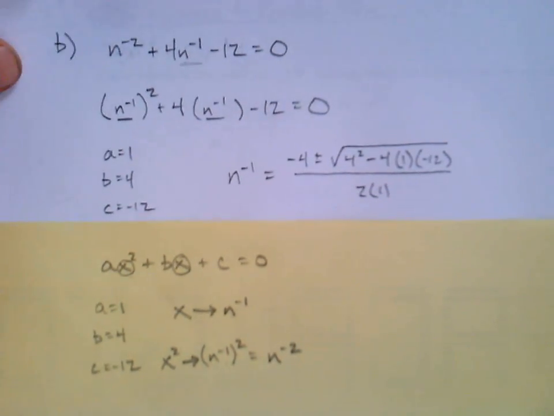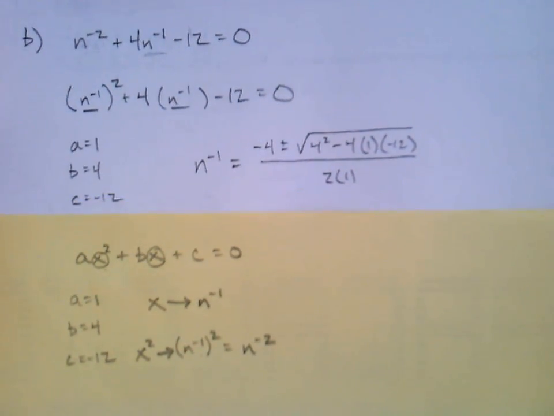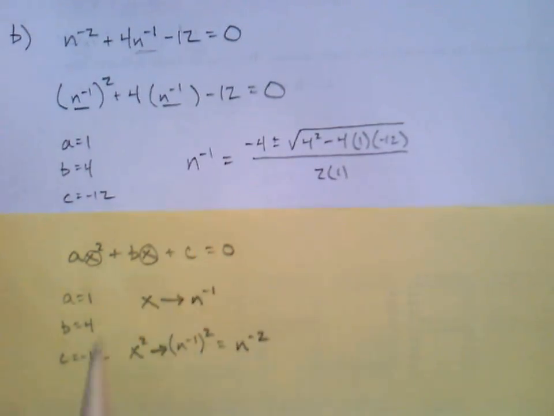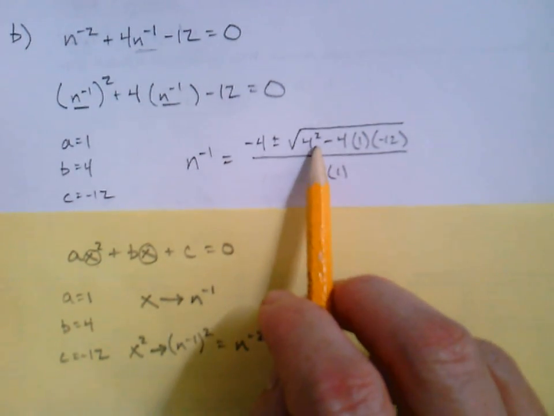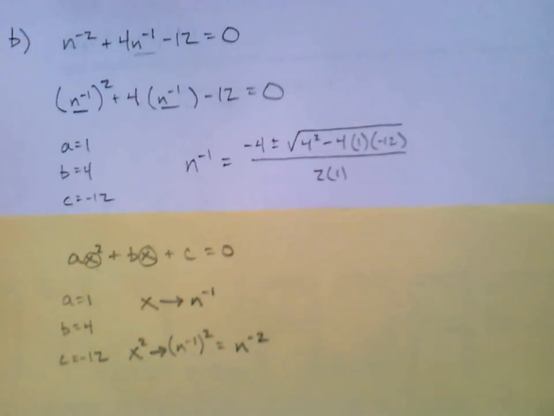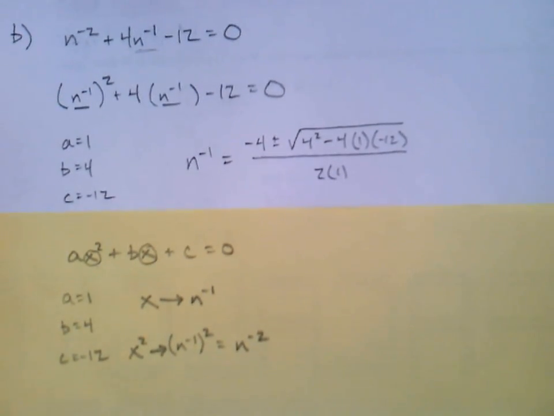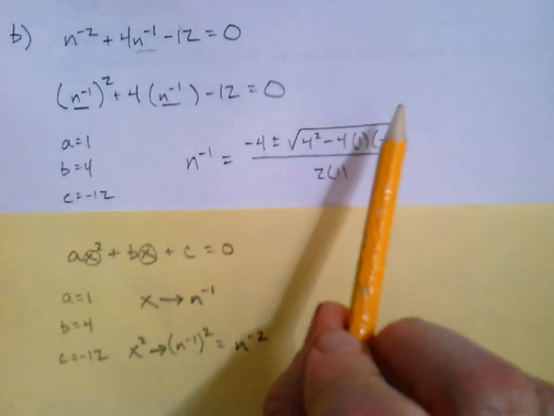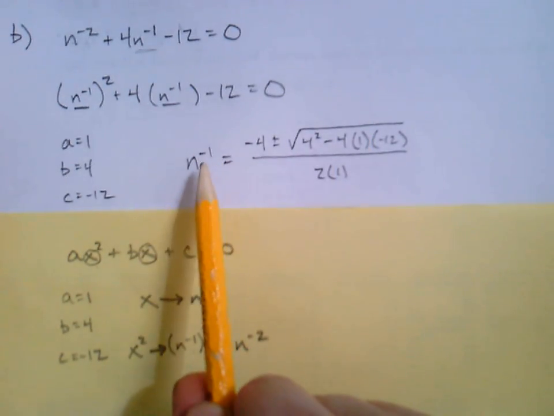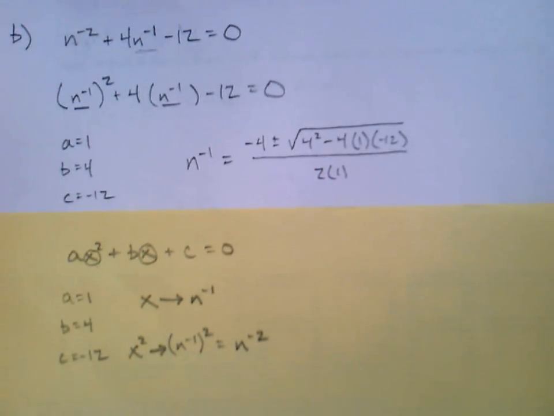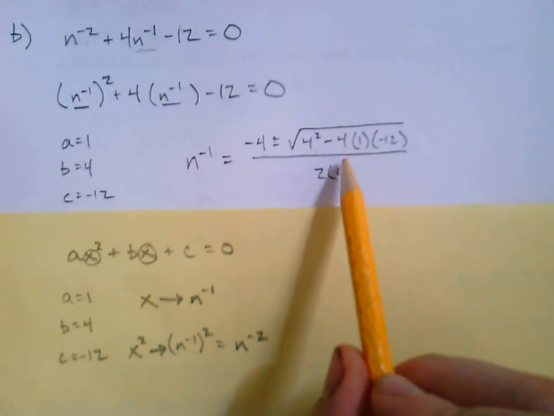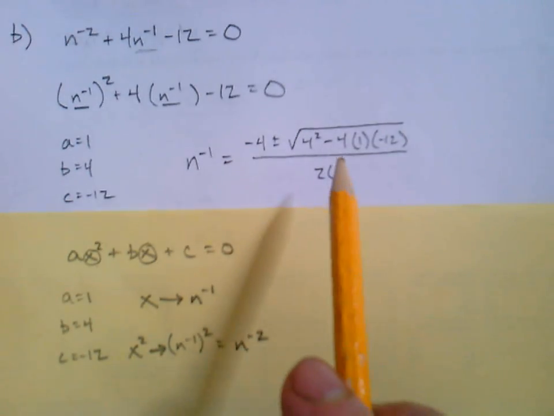We've got our a, our b, and our c. It looks like I wrote it again. And instead of x equals, we write n to the negative 1. And so negative b plus or minus the square root of b squared minus 4ac all over 2a. This is really the hard part, just getting to this statement, right? What is the x being replaced with, and what are the values of a, b, and c? Once you get to here, hopefully it's not too bad, right?